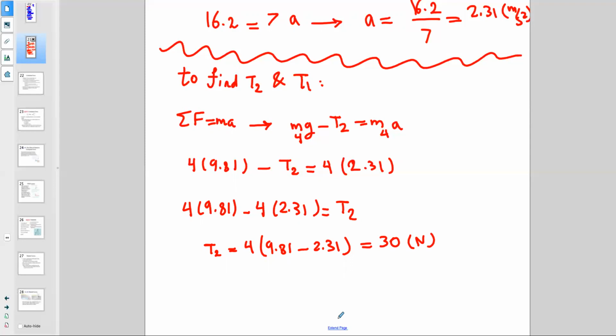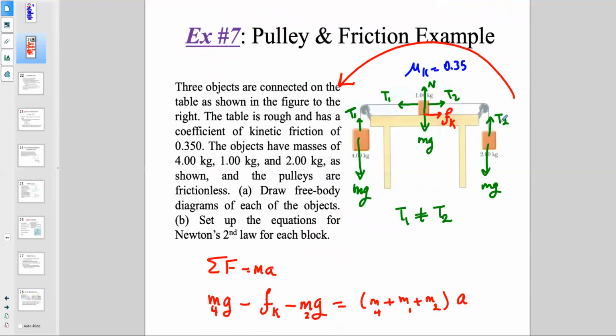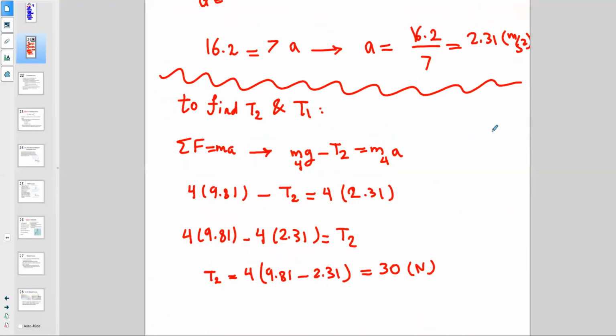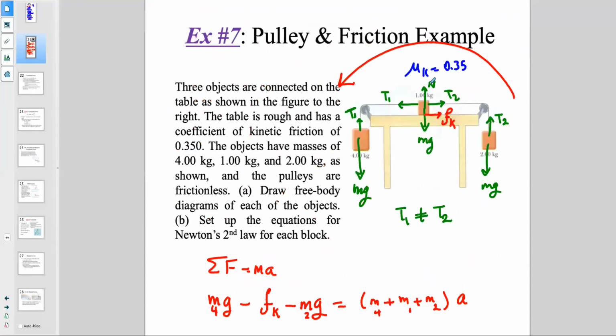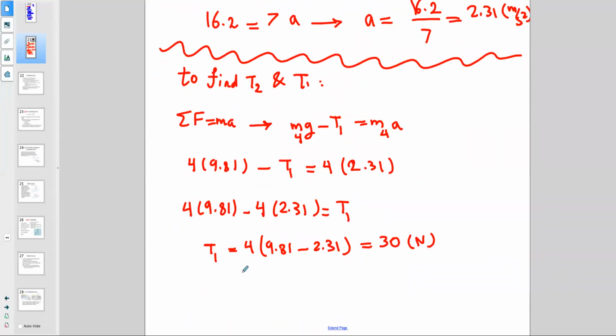For T1, we will do the same thing, but this time I am applying it to this object. Or this should be T1. So this should be T1. This is actually T1. That's just the naming. It doesn't matter what you call it, but we want to be consistent with our original drawing. So T1 is 30. And I mean this tension in this part of the rope. You can call it whatever, okay?